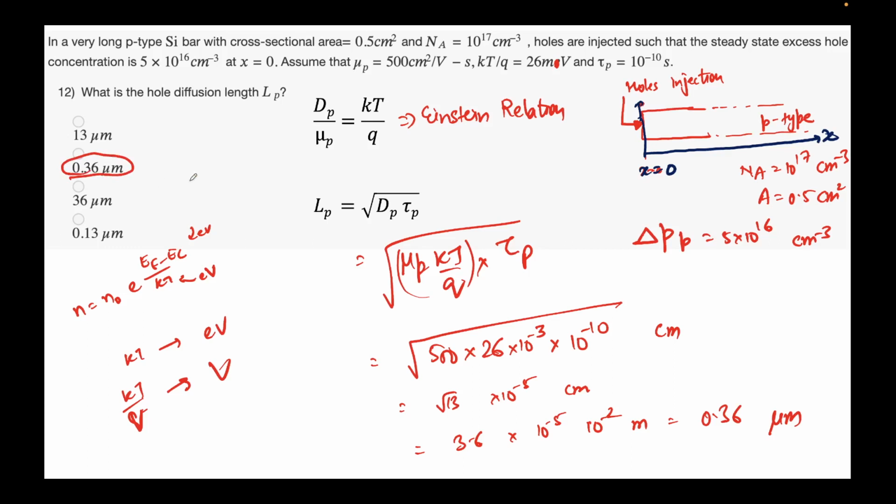Again, a very straightforward problem. We have a p-type semiconductor, we are injecting some holes, and again, if you see, this is the steady state concentration that's given, but it's not required for now. Till now it's not been required, but let's just see. This is the first part of this problem. So we found the hole diffusion length, this coming out to be 0.36 micrometer.